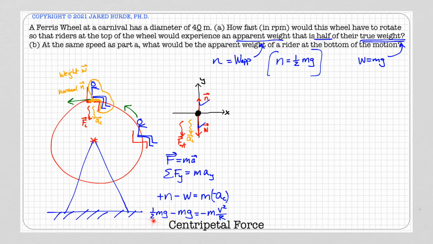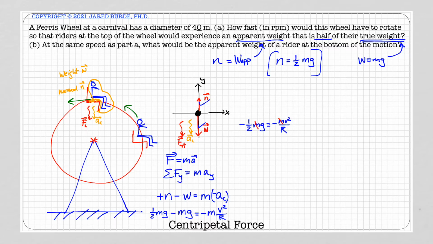So now if I have half of an mg and I subtract a full mg, what I end up with is a negative half mg, right? A half minus 1 gives me a negative a half. Notice in this case the m's cancel again.